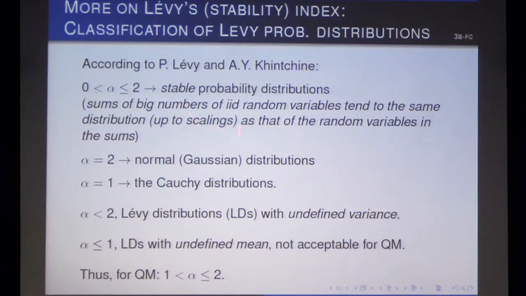So these are fundamental works by Paul Levy and Khinchin in the 1930s. The motivation was to look for probability distributions which have the fundamental property of the Gaussian distribution, namely that sums of identically and independently distributed random variables belong to the same kind of distribution. This is well known as the fundamental property of the Gaussian distribution. So the main problem at that time was whether there are any other distributions having this important property.